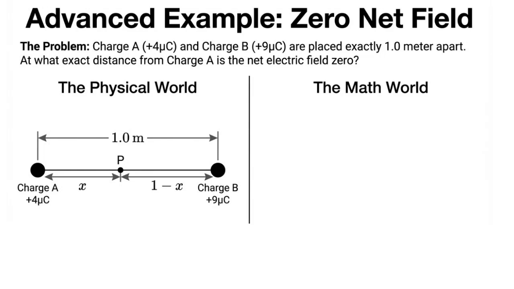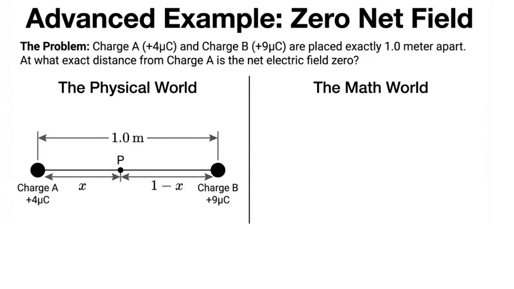Let's move on and review a more advanced example where we need to find the exact distance from charge A at which the net electric field is 0. We have two positive charges, one with plus 4 microcoulombs and the other with plus 9 microcoulombs, placed 1 meter apart. Our goal is to determine where the effects of these two fields cancel each other out.